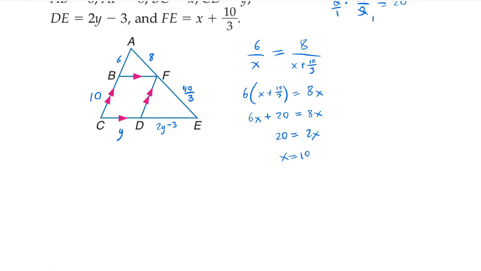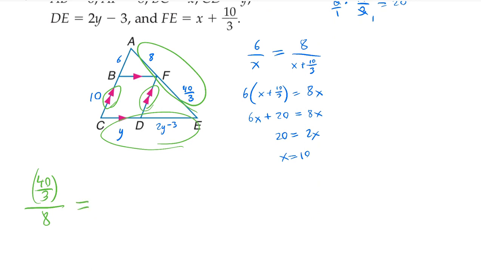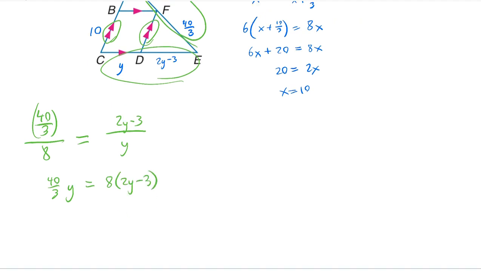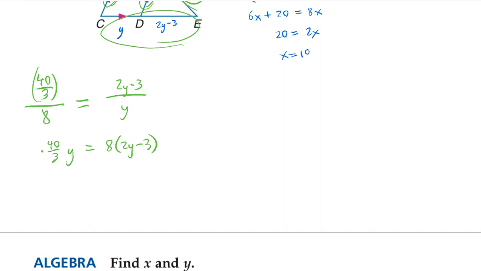So now we're going to use the triangle proportionality theorem the other way. So we have these two lines are parallel, so that means these sides are cut proportionally. So the ratio of 40 thirds to 8 is the same as 2y minus 3 is to y. So cross multiplying, we get 40 thirds y equals 8 times the total 2y minus 3, that is a group. So I'm going to multiply both sides by 3 really quick, get rid of that thirds. So I have 40y equals 24 times 2y minus 3.